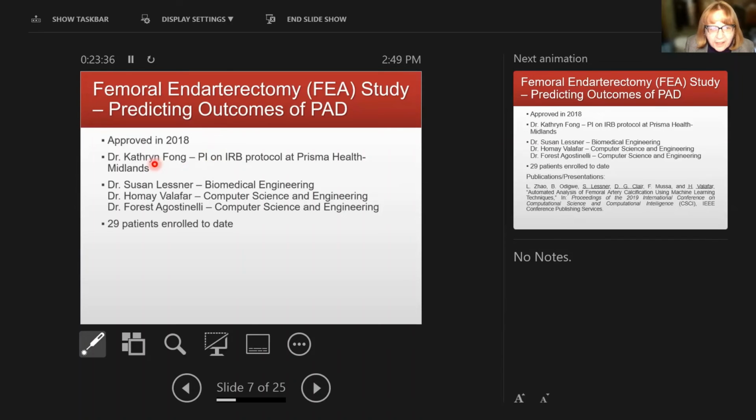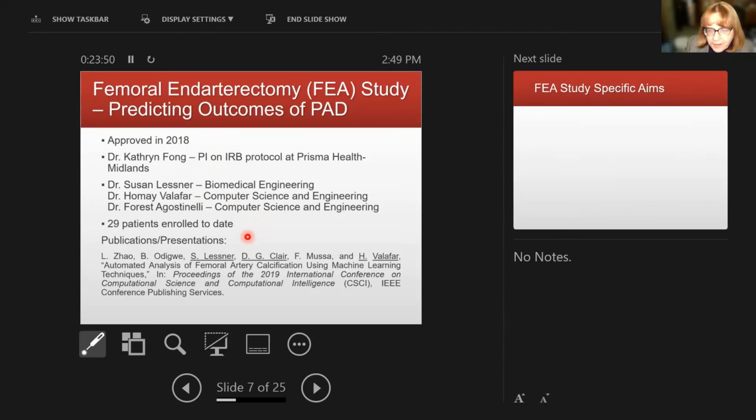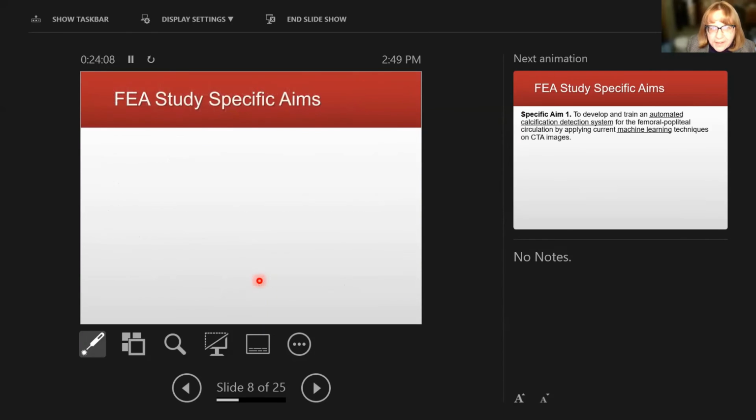Our current collaborator at Prisma Health is Dr. Catherine Fung, and this work is being done with Dr. Valafar and Dr. Agostinelli. We have 29 patients enrolled to date, and we've had a conference paper published trying to use machine learning approaches for automated analysis of femoral artery calcification as a potential prognostic tool in peripheral arterial disease.